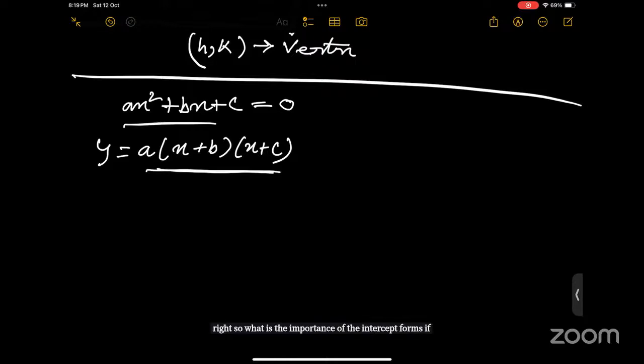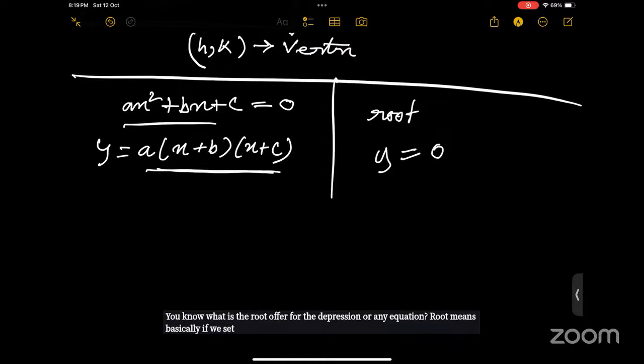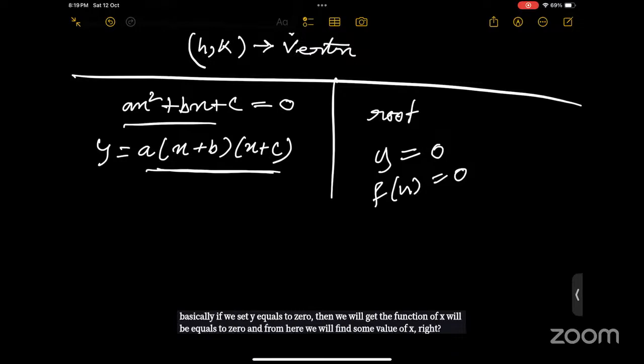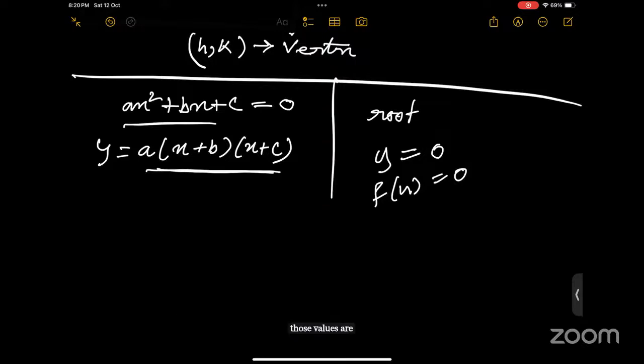If you know what is the root of a quadratic equation or any equation, root means basically if we set y equals to 0, then we will get the function of x will be equals to 0. And from here, we will find some value of x, right? Those values are basically called the roots of the equation. And roots are basically nothing but the x-intercept of the equation.